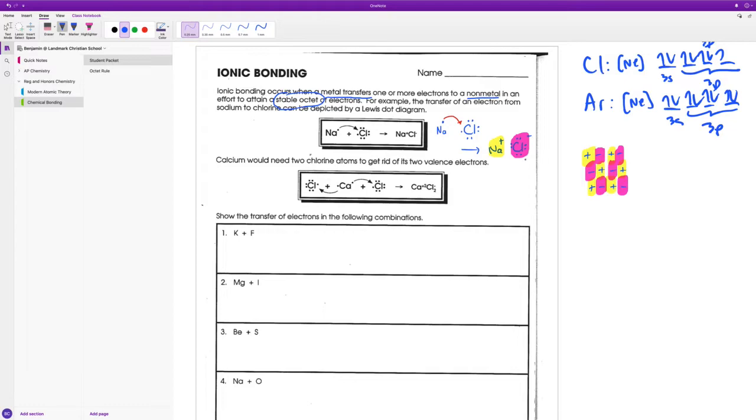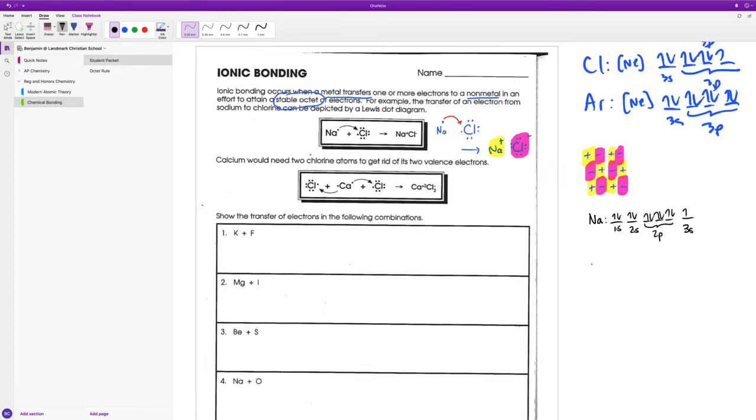Now, why does that matter? Okay, so let's look at sodium first. Sodium, when it was neutral, had a bunch of core electrons in the first and second principal energy levels. Those were its core electrons, and it had one valence electron in the 3s sublevel.